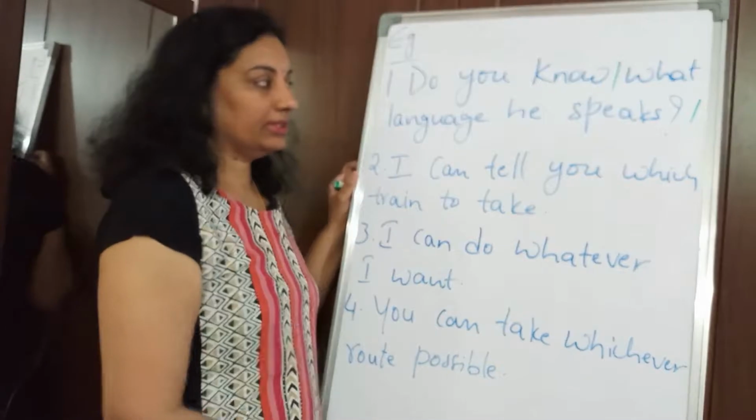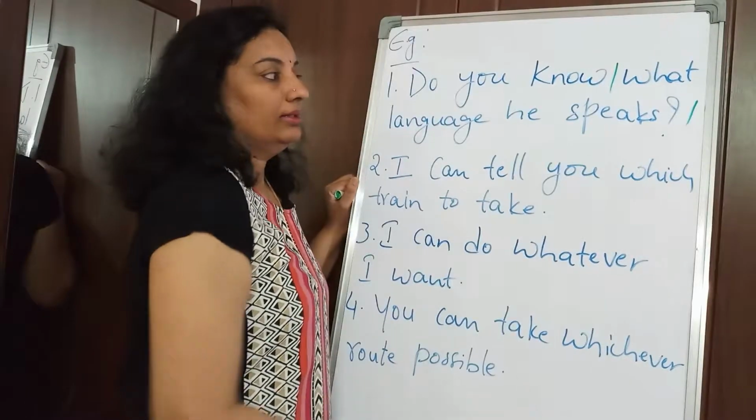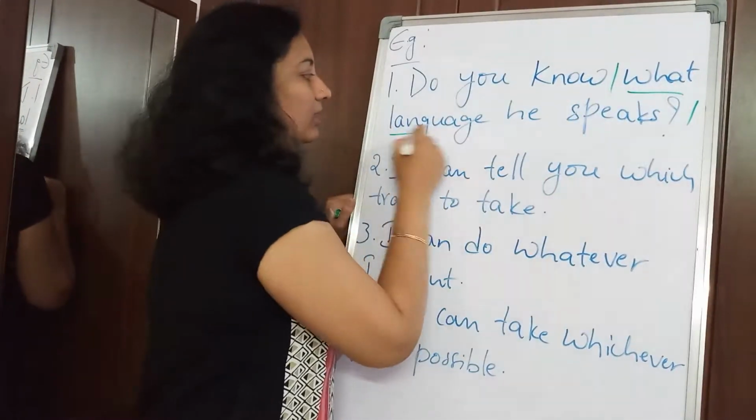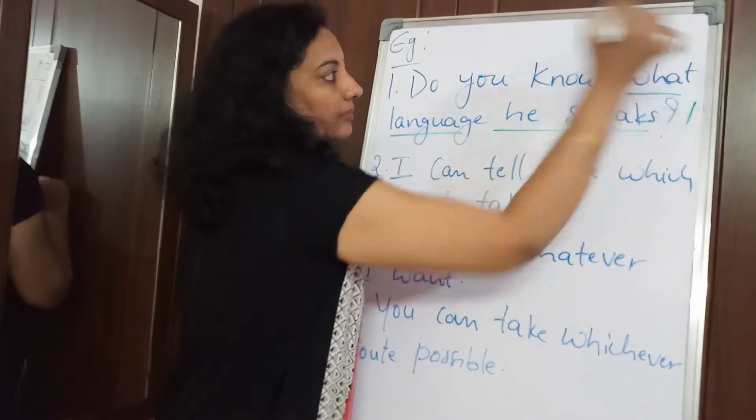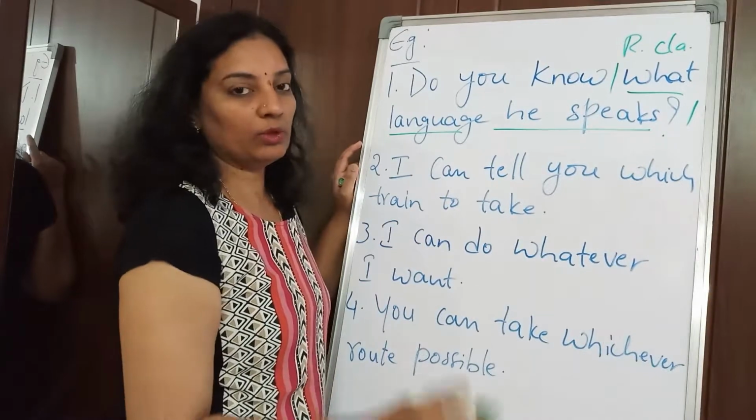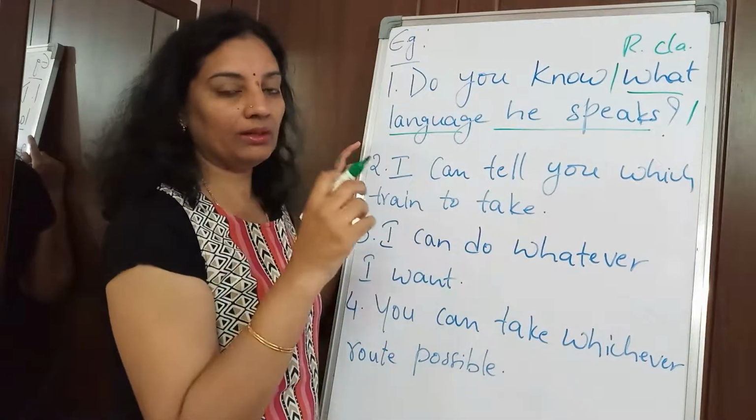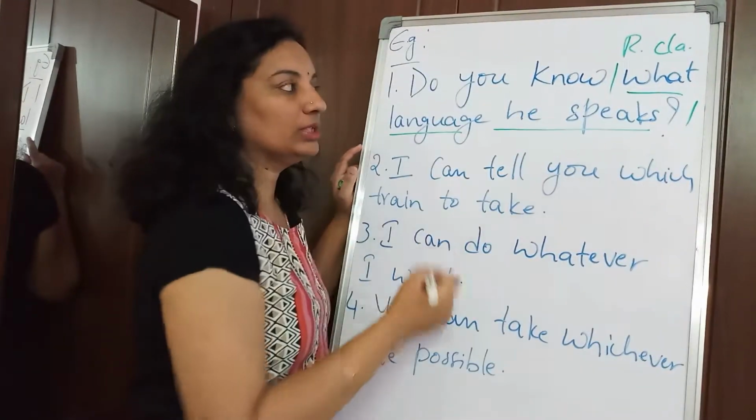Here are the examples. Look at the first one. Do you know what language he speaks? See, this is the relative clause in the sentence. All relative clauses are subordinate clauses. They can't stand on their own. Do you know what language he speaks?